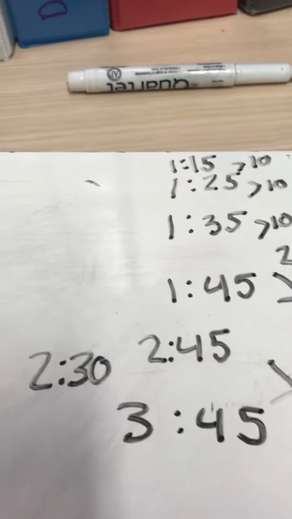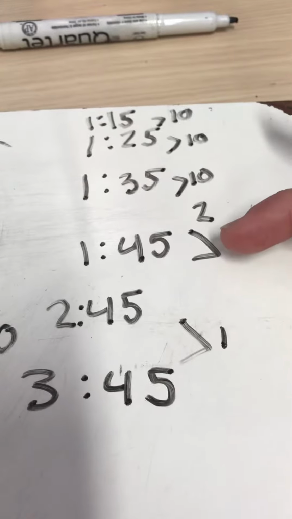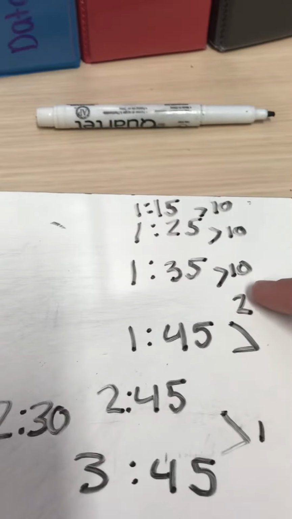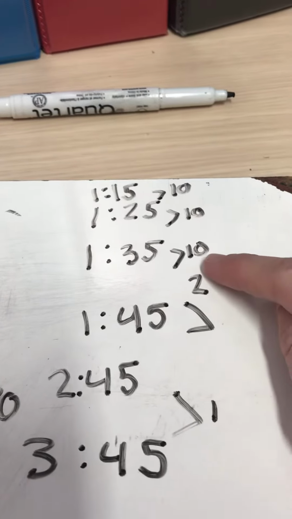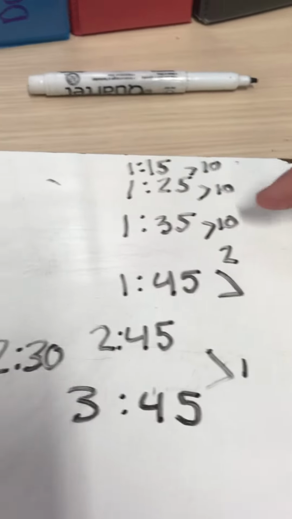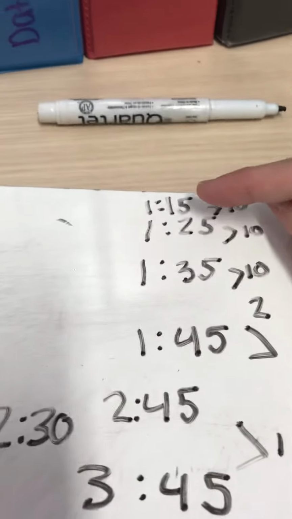So 3:45 to 2:45 was hour 1. 2:45 to 1:45 was hour 2. So we've covered our 2 hours. And then we went down to our 10-minute increments. 1:45 to 1:35 was 10 minutes, 10 minutes, 10 minutes. So there's our 2 hours and 30 minutes. So the movie started at 1:15.